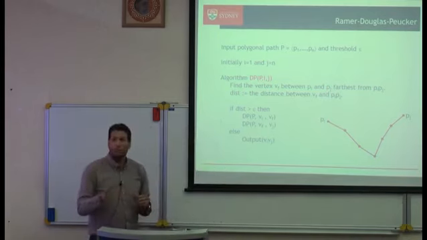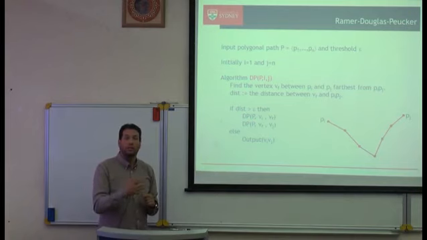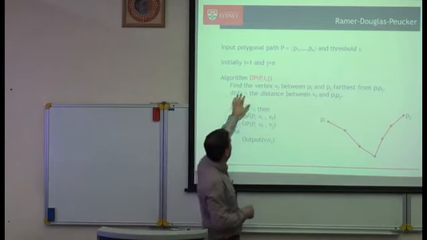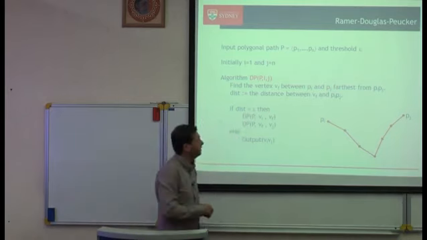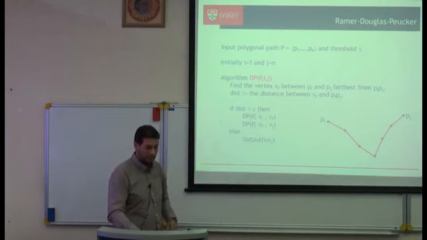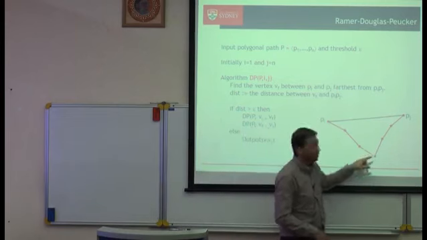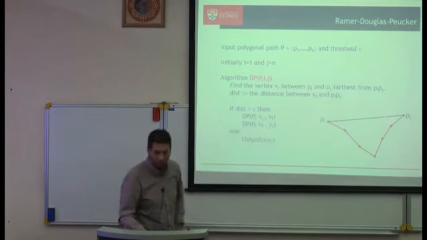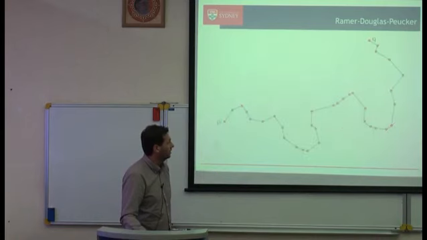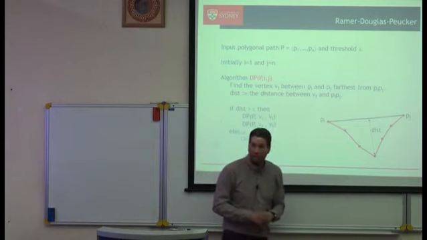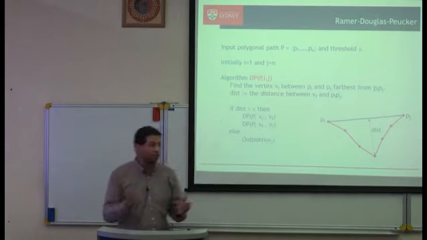Okay. So all these simplification algorithms actually use the original vertex set as the possible vertices for the simplified path. So then we say, okay, find a vertex vf between pi and pj that is farthest from pi pj. So we look at the segment pi pj, and then we find a point that is furthest away from pi pj. In this case, this would be the point vf. Right? So that's the Euclidean distance.